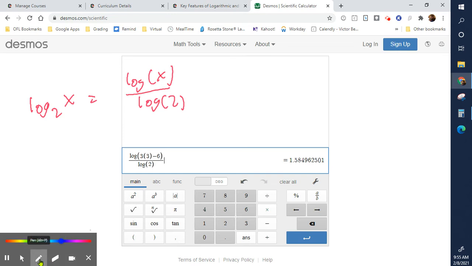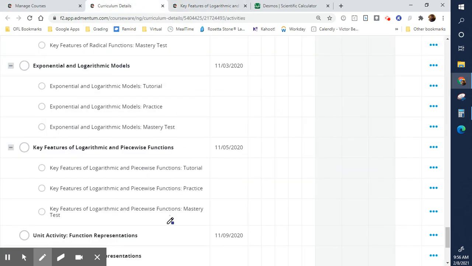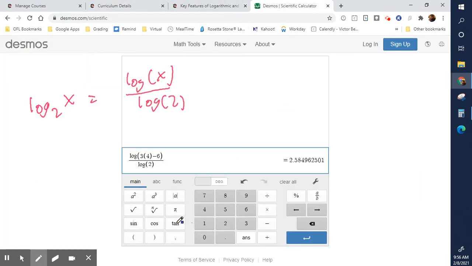Then I'm going to plug in a 4. And I get this 2.58. So I'm going to write down this 2.58.